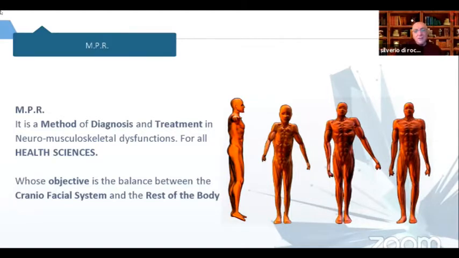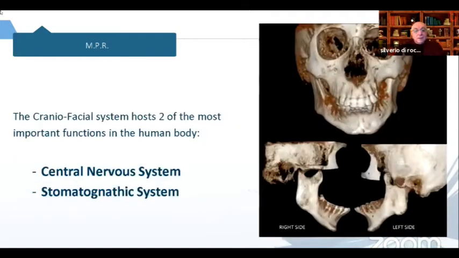Sometimes we are talking about TMJs. TMJ is just a joint. It's a joint which is part of the craniofacial system. It's part of the whole system. The craniofacial system is a very, very important system in our body. In the cranium, there is the nervous system. And in the craniofacial region, there is the stomatognathic system. Two important functions.